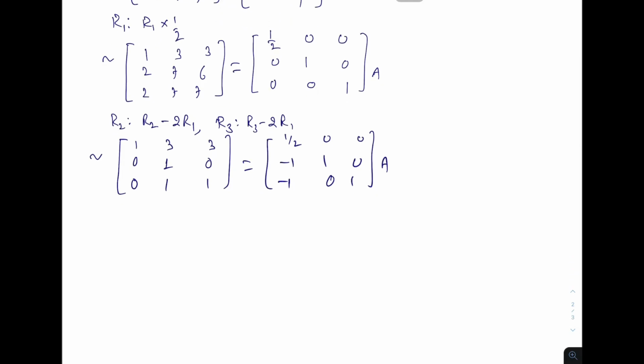Now next, here we have already 1, so we can make this entry and this one to be 0. So we can apply R1 minus 3 R2, and R3 as R3 minus R2.